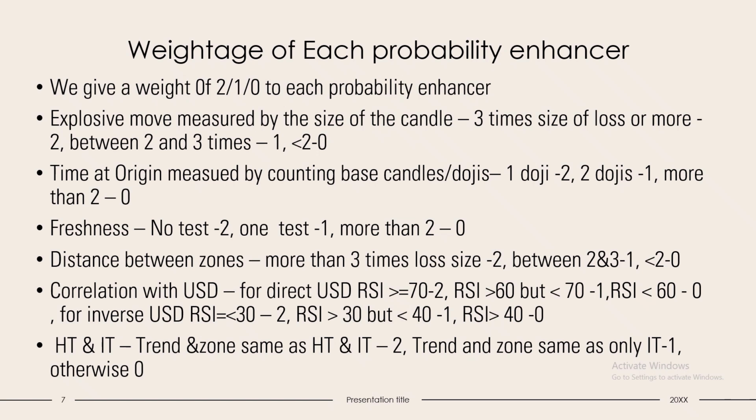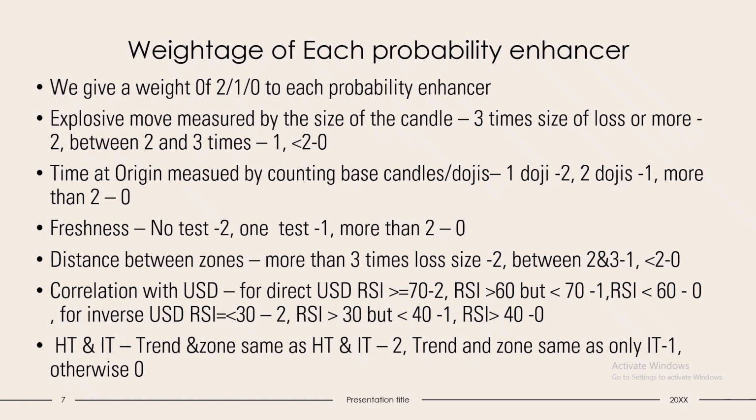And if it's an inverse correlation between the asset class and USD, then an RSI of 30 or lesser is given a score of 2. For an RSI which is greater than 30 but less than 40, we give a score of 1. And anything more than 40 is given a score of 0.